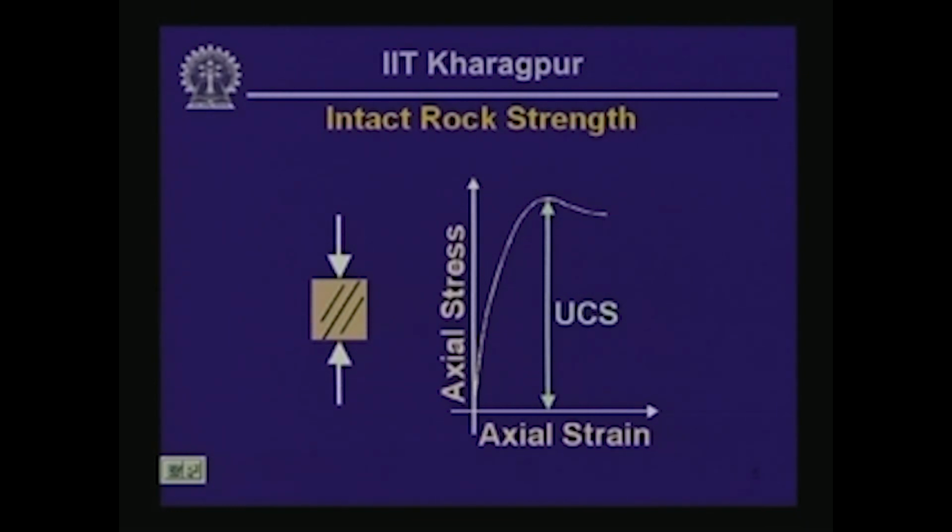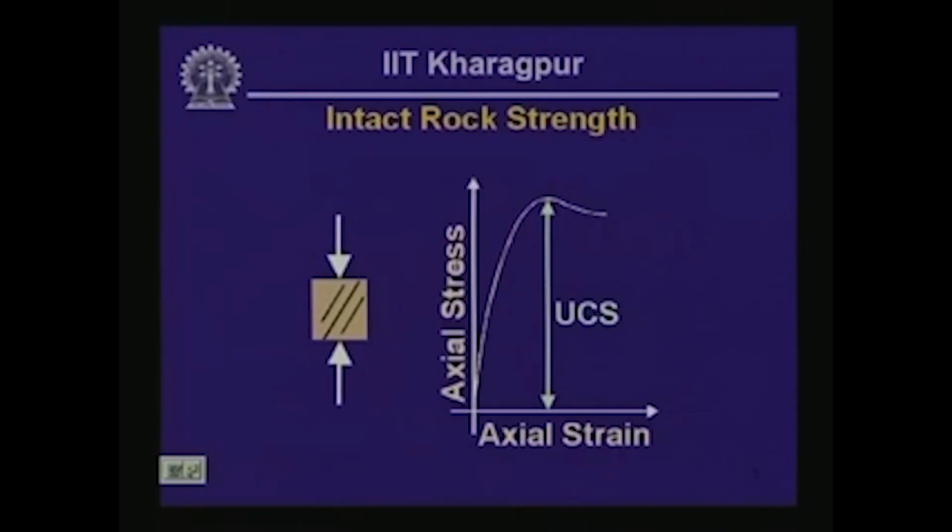So, that is how the unconfined compression test is carried out, and the strength that we obtain in this particular test is called the unconfined compressive strength, or the UCS. And if you look at the slide there, the UCS for this particular specimen is marked on the plot to the right of the slide there.